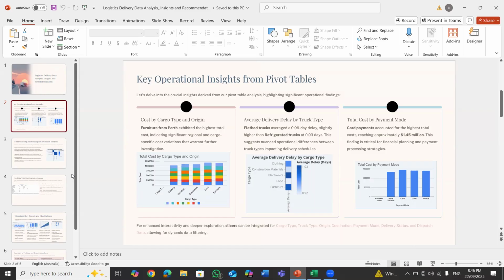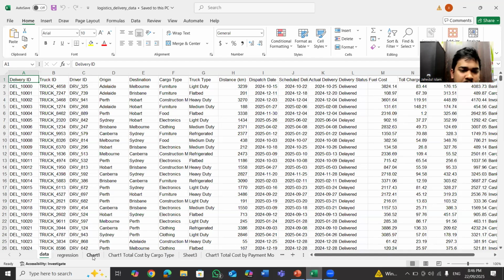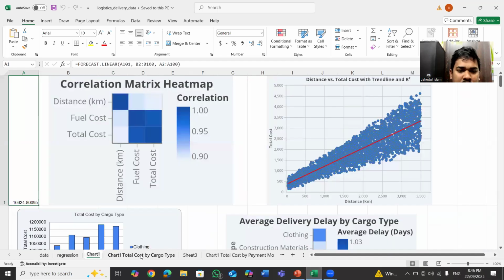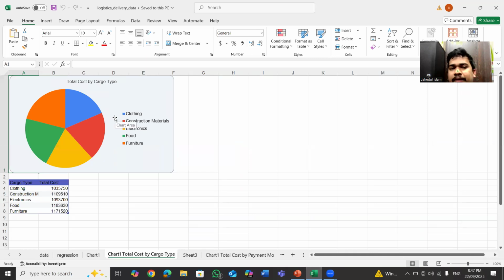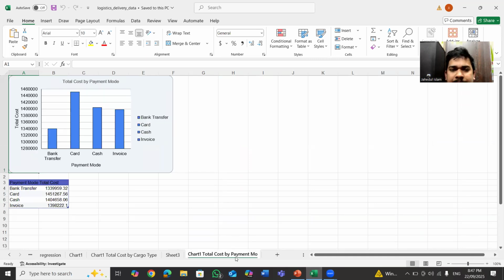So let's go to slide two. These are the key operational insights from pivot tables. So we show the cost by cargo type and origin, total cost by payment mode, average delivery by truck type, and all. So first, we look at total cost by cargo type. So let's go to the Excel file. If I talk about the total cost by cargo type, this one is the total cost by cargo type. If I talk about the total cost by payment mode, this one. So we sort out all of these in the Excel file.